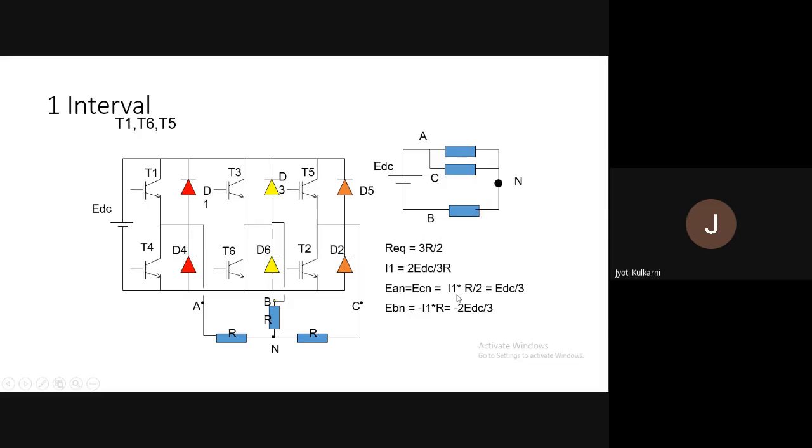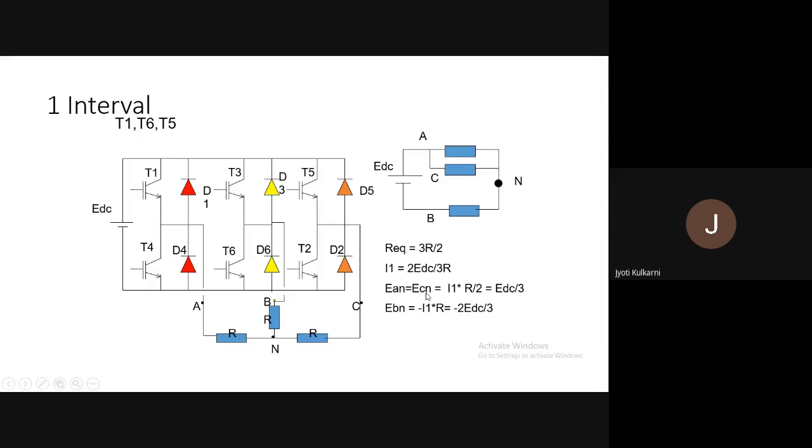What will be their drop? Current into their equivalent resistance. What is the current? I1. What is the equivalent resistance? R by 2, R in parallel with R. So what is the voltage? EDC divided by 3. Why EDC divided by 3? This current into R by 2, so the 2s get cancelled, the Rs get cancelled. What is the term remaining? The term remaining is EDC by 3. So what is EDC by 3? It's the voltage that appears between A and neutral and C and neutral.